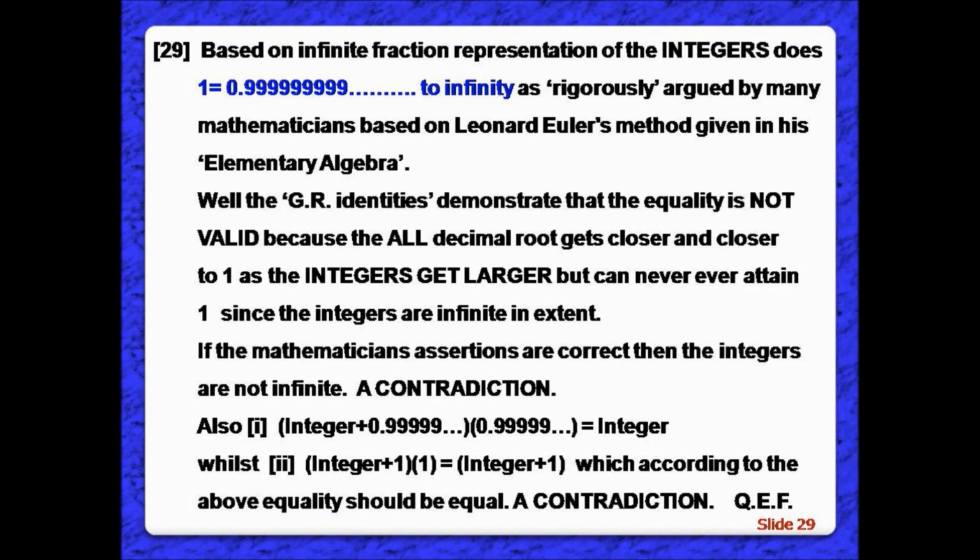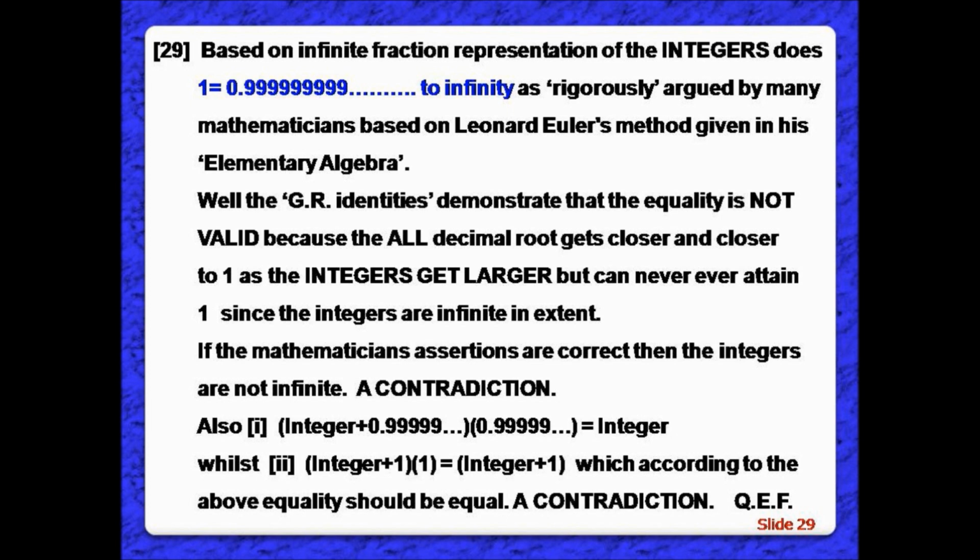Based on infinite fraction representation of the integers, does 1 equal 0.9999 expanded to infinity, as rigorously argued by many mathematicians based on Leonhard Euler's method given in his elementary algebra? Well, the golden ratio identities demonstrate that the equality is not valid, because the decimal root gets closer and closer to 1 as the integers get larger, but can never attain 1 since the integers are infinite in extent. If the mathematicians' assertions are correct, then the integers are not infinite, a contradiction.